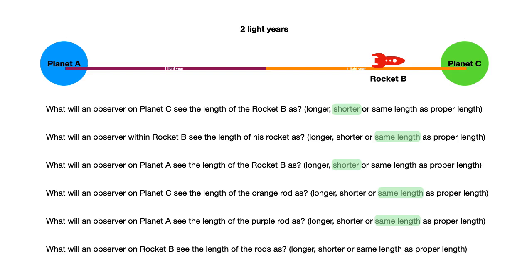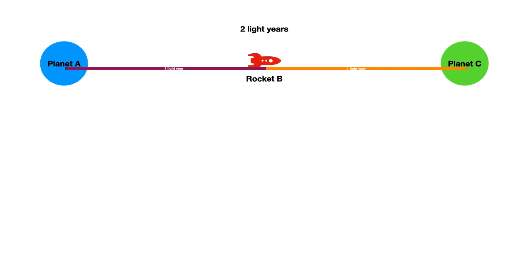However, when we look at an observer in rocket B, how will they observe the lengths of these rods? Now, I'm going to tell you that the lengths of the rods as observed by a person on rocket ship B will be shorter than what the proper length of them is. How can we explain that? One way to do that is to consider the same situation we saw before, but this time, rather than saying the rocket moves towards planet C, let's say planet A, the purple rod, the orange rod, and planet C all move relative to the rocket.